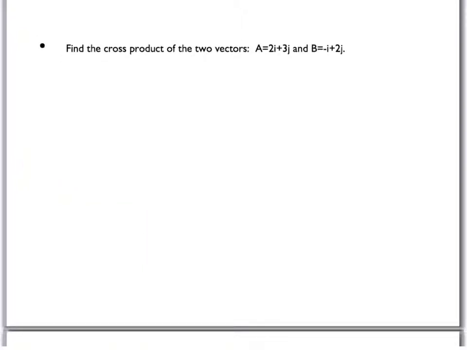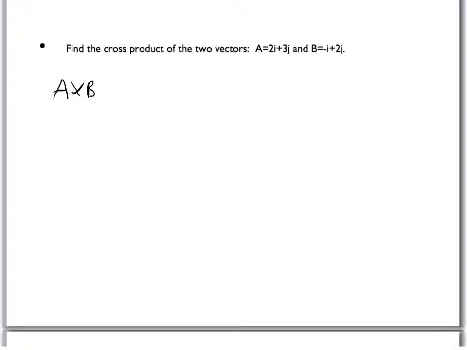Now let's look at a cross product example so you can see just a little bit how you perform this cross product with values or vectors. So let's say that you have two vectors. A is 2i hat plus 3j hat, and B is negative 1i hat plus 2j hat. And we want to cross these two vectors.